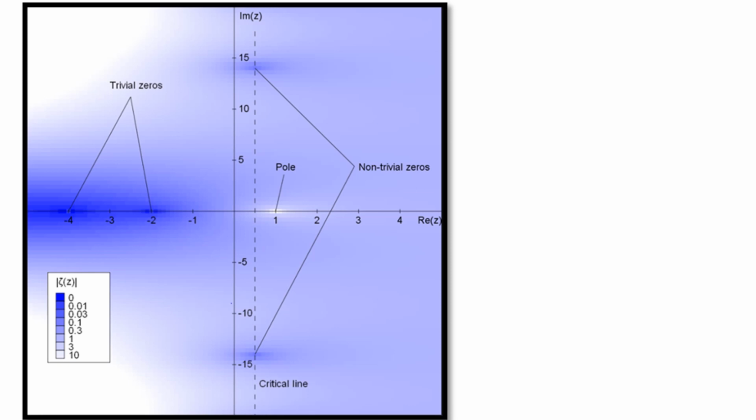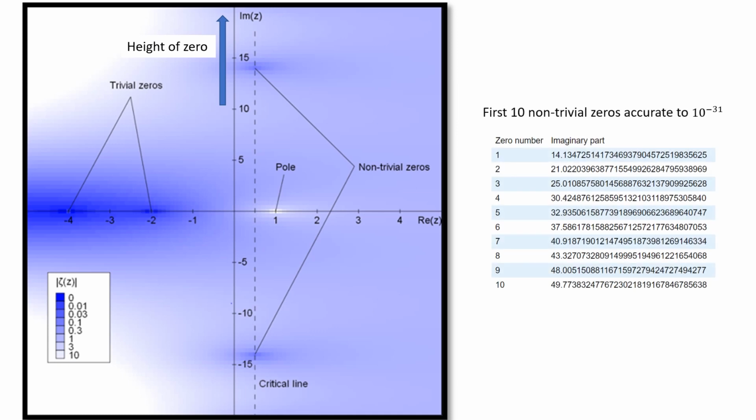This is a contour plot of the absolute value of zeta. The non-trivial zeros are symmetric about the real axis. Y is the height of the zero. The first 10 non-trivial zeros are shown here. The first zero is at a height of 14.1.